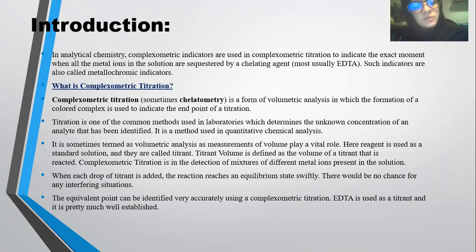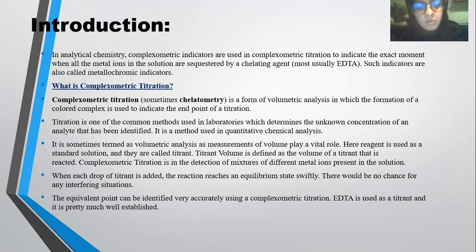What is a complexometric titration? I am telling you what the main complexometric titration means. We should all know this from when we go to the labs, what a titration is and how we do titrations. So here is the main thing: complexometric titration, sometimes called chelatometry, is a form of volumetric analysis in which the formation of a colored complex is used to indicate the endpoint of the titration.